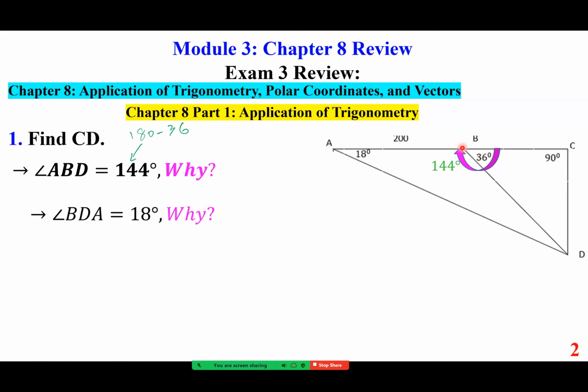Angle BDA, this angle, this small one, must be 18 degrees, because 18 plus 144 subtracted from 180 gives you 18.